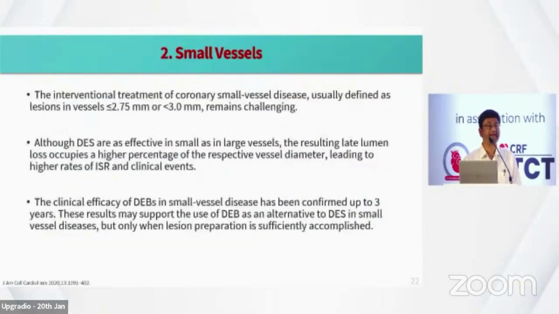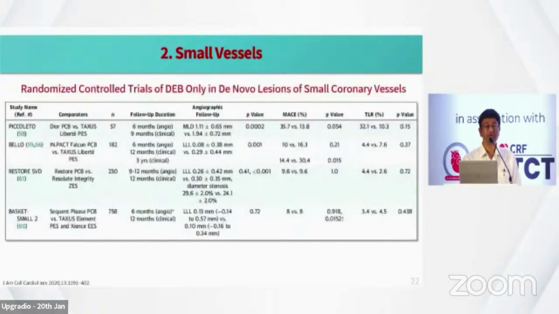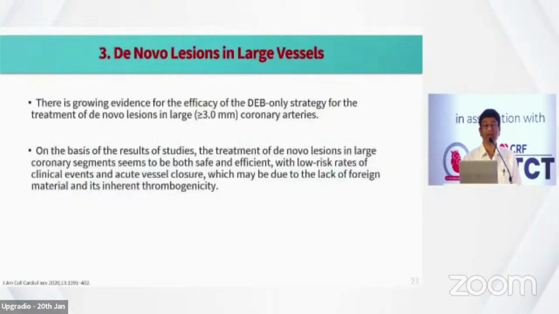Even in small vessels, data are available with a drug-eluting balloon, particularly the paclitaxel-eluting balloon. It has shown 3-year long-term data available. And of course, this is also one of the good alternatives in a small vessel, particularly side branches. So for small vessels, these are the studies, particularly the BASKET-SMALL 2 trial. And this has shown good data.